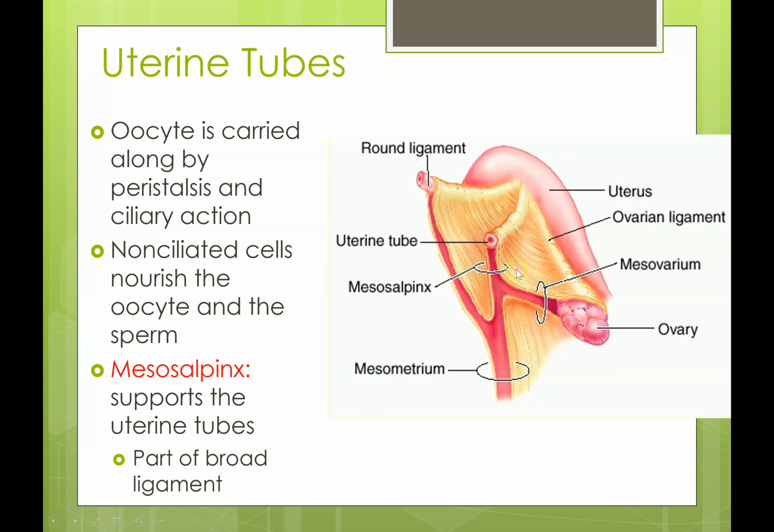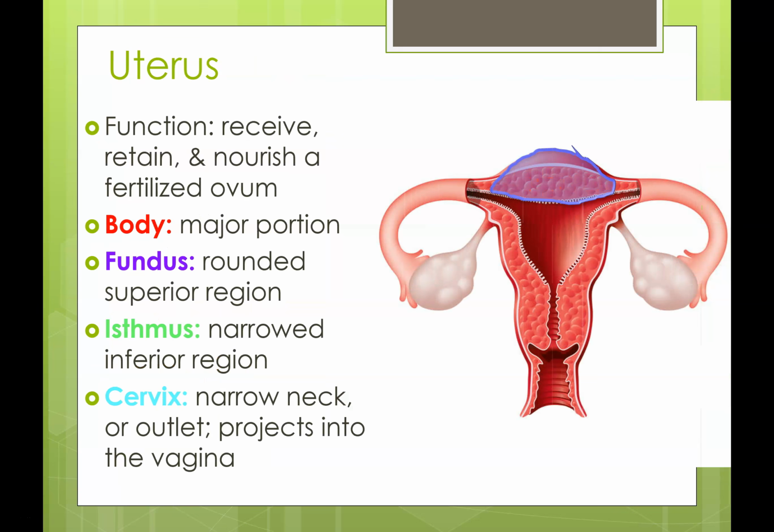Now, here we have one of the ligaments that we mentioned earlier. This in yellow is our broad ligament, and you can see as it's draping around the fallopian tube, this is going to be your mesosalpinx, and it helps to support the uterine tubes and is a part of the broad ligament. Now let's discuss the uterus.